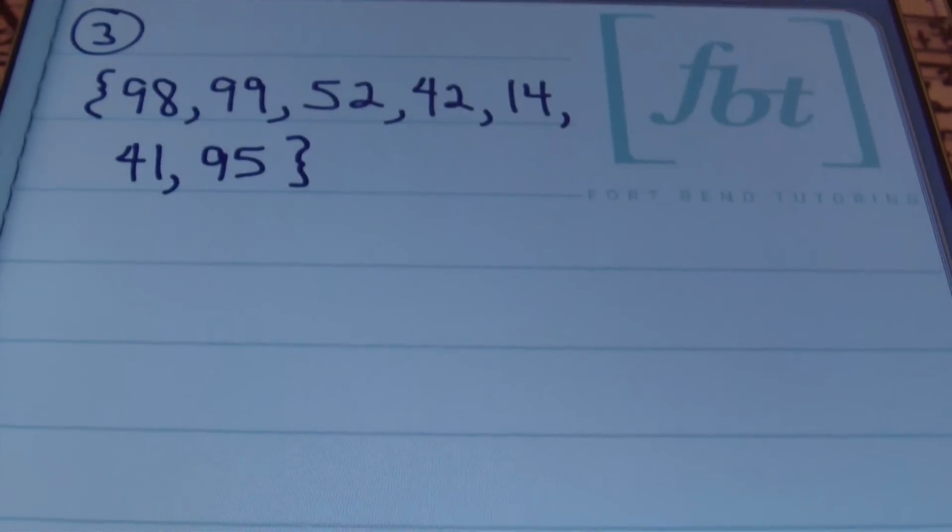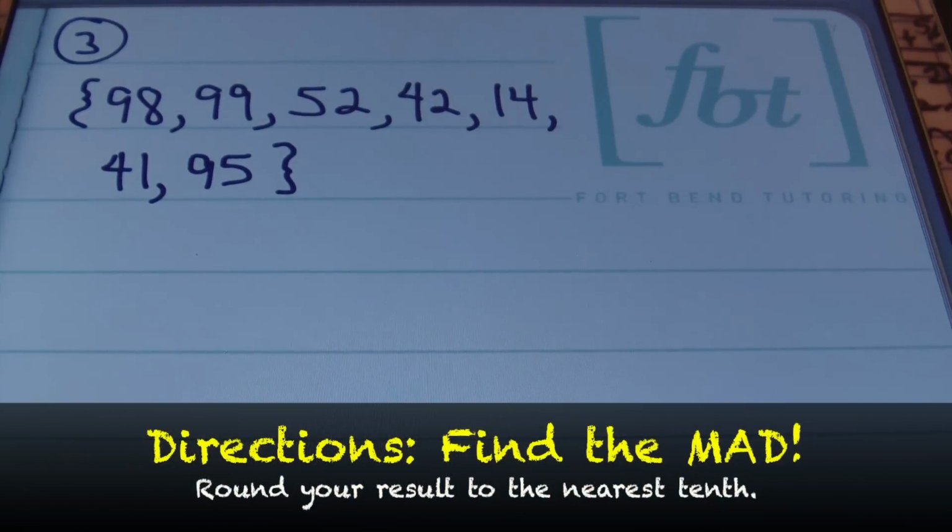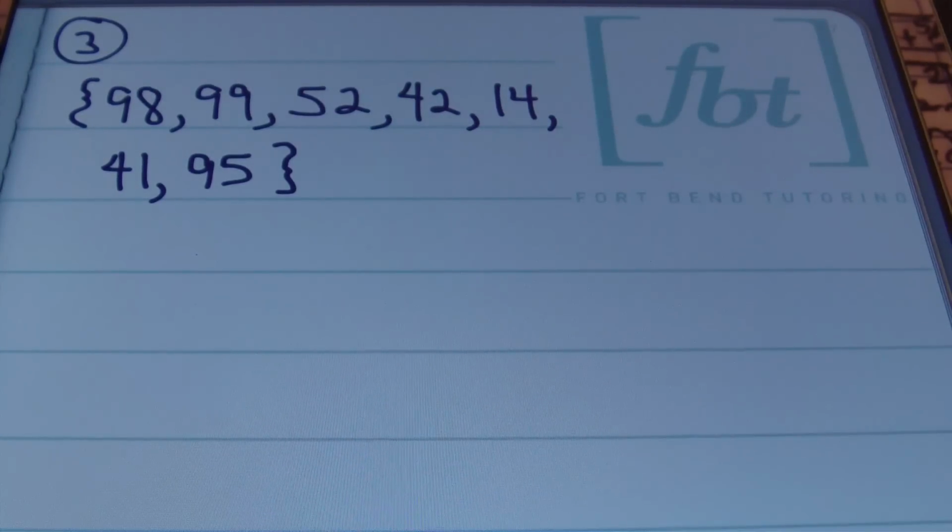All right. For problem number 3, we have the data set 98, 99, 52, 42, 14, 41, and 95. And we are asked to find the mean absolute deviation of these values. So the first thing is we need to add all these values together, all right? So let's do just that. Our first value is going to be 98. Then we have 99, 52, 42, 14, 41, and 95. And you want to find out the sum of these 1, 2, 3, 4, 5, 6, 7 values, all right? So that's what we want to do first.